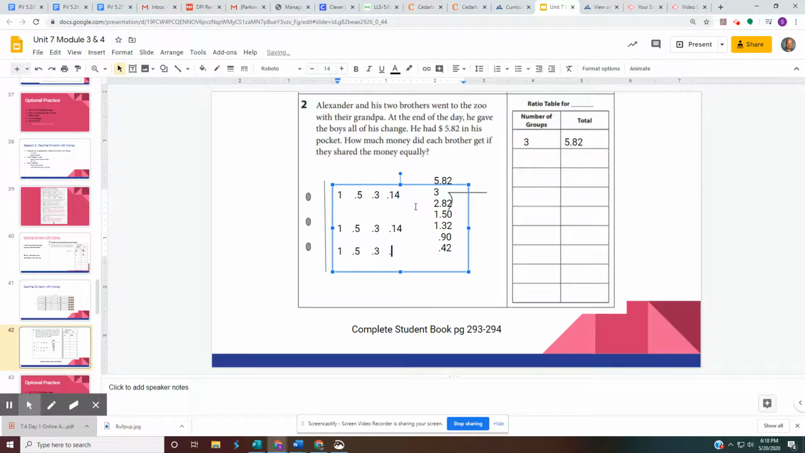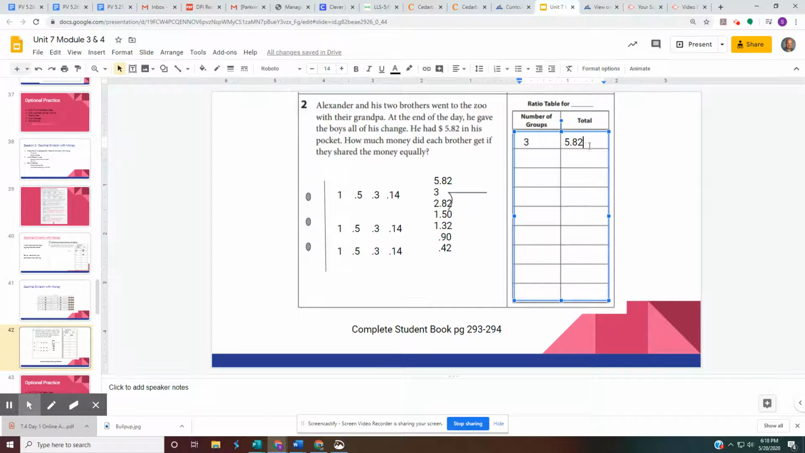So for me to get my answer, all I got to do is add all of these up. 1 plus 50 is $1.50, plus 3 is $1.80, plus 14 is $1.94. So each person is going to get $1.94. Awesome. All right. So I need you to complete pages 293 and 294 in your student book.